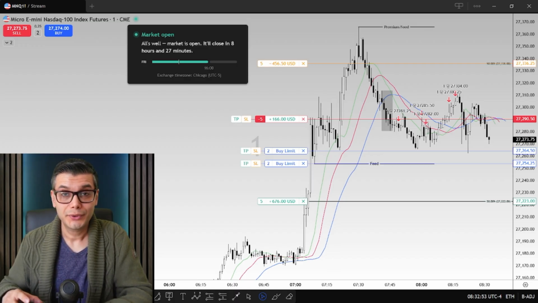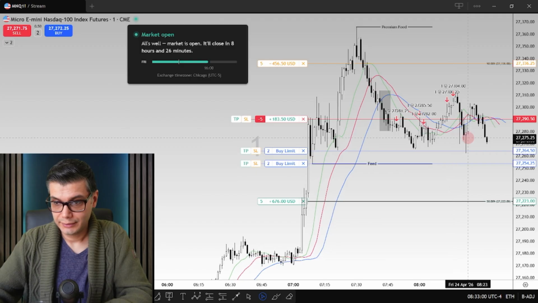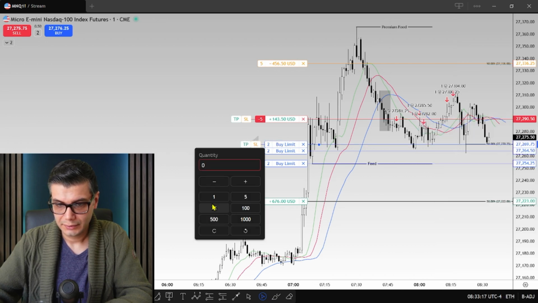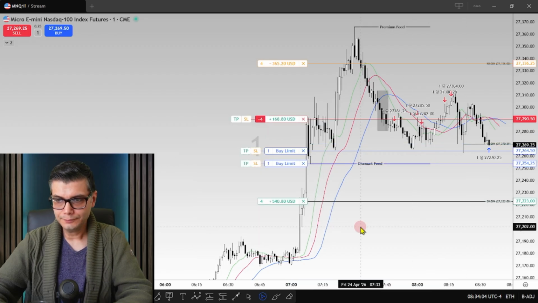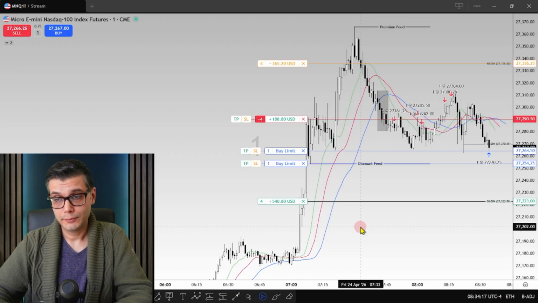Let's see if the price would take my profit this time. However, I do want to measure this tail because it is causing problems. I would like to exit one contract here. The first order is hit. Once the third order is hit, I would like to move the stop to break even.